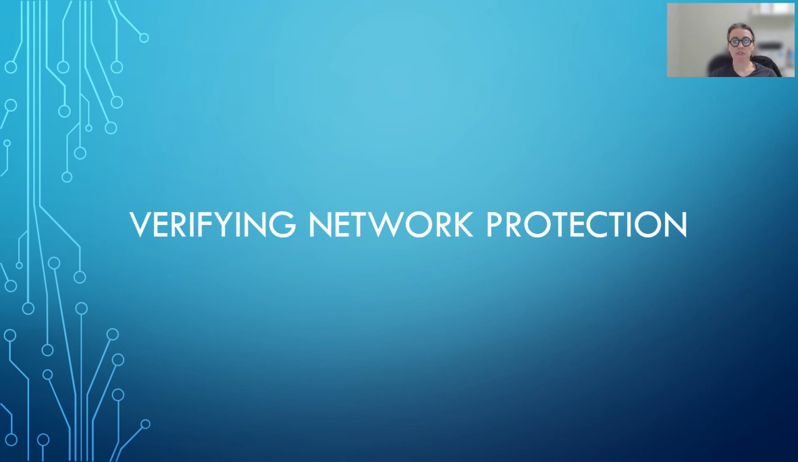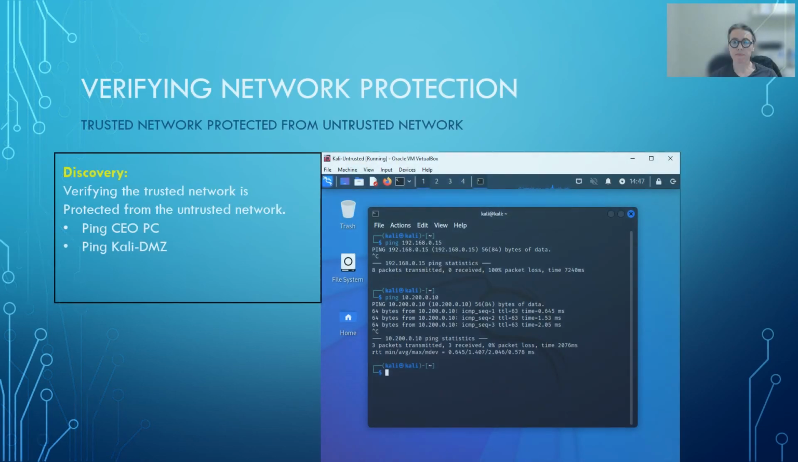And now we're going to verify network protection. First, we pinged between the Kali-Untrusted PC and the Kali-Trusted PC and verified that there was no connection between the untrusted network and the trusted network. Next, we pinged between the Kali-Untrusted PC and the Kali-DMZ PC and verified that a connection was possible.